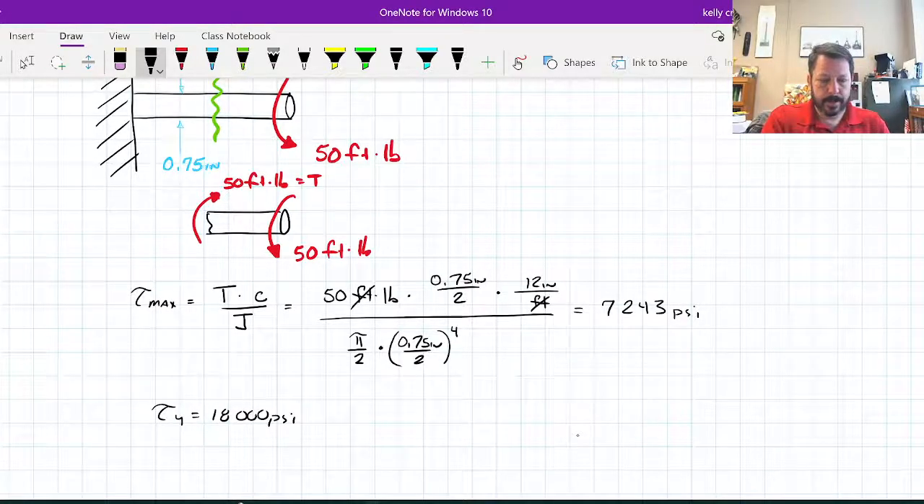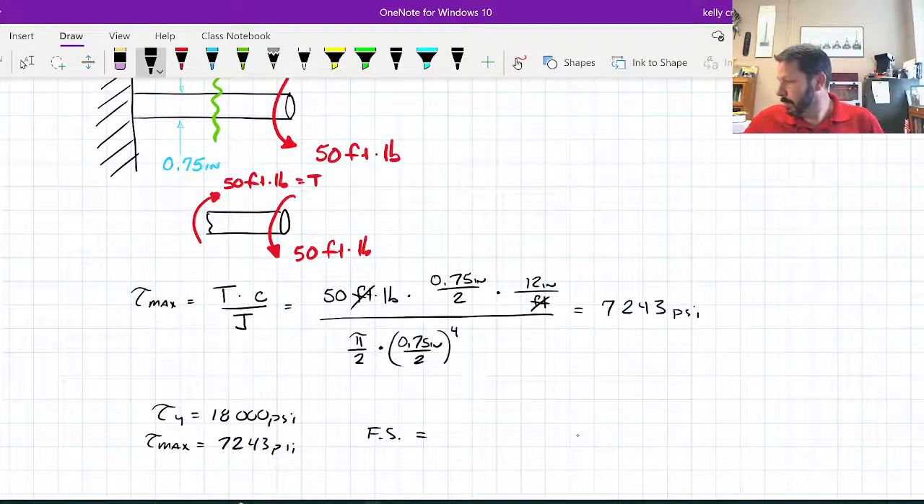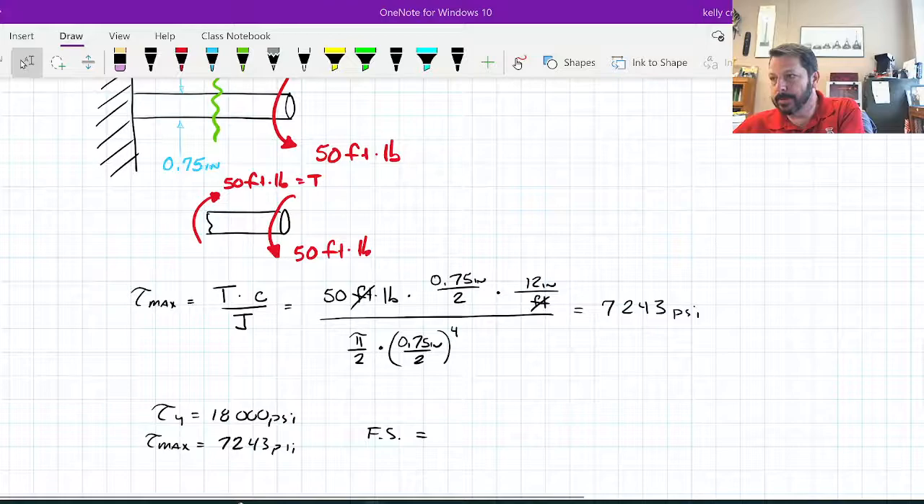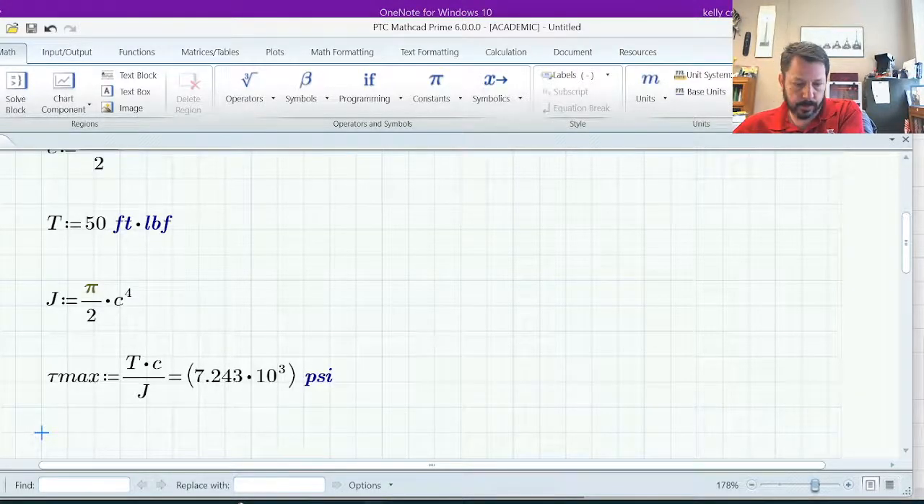18,000 psi. Our tau max is 7,243 psi. So our factor of safety is what? Let's just drop that into MathCAD. I really don't have a calculator sitting here handy to work with.